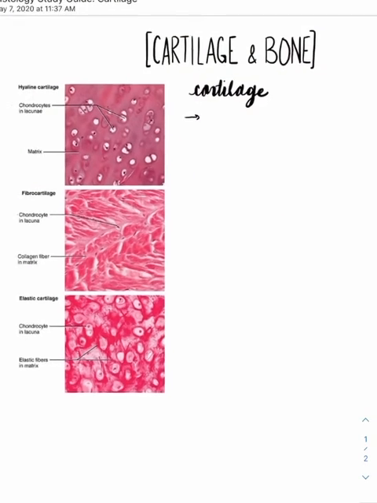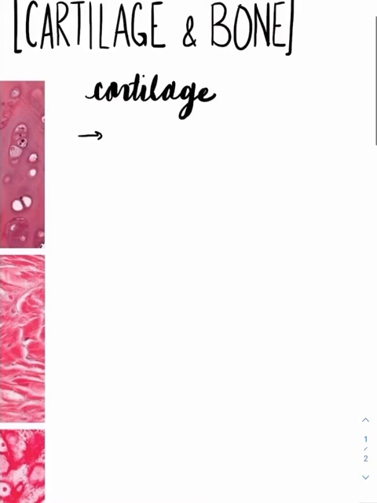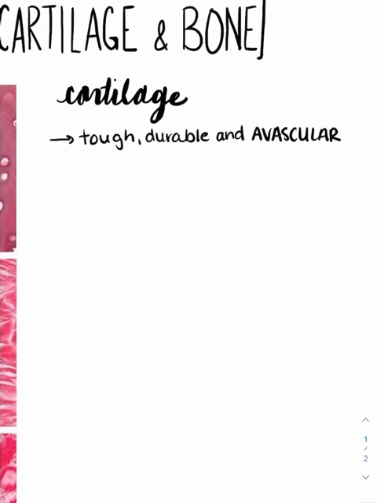So what is cartilage? It's a tough and durable avascular connective tissue. If we think about the connective tissues we talked about before, we had our ECM, our extracellular matrix, and it was kind of loosey-goosey. We looked at that loose connective tissue where we had not many cells and just a couple little collagen fibers.